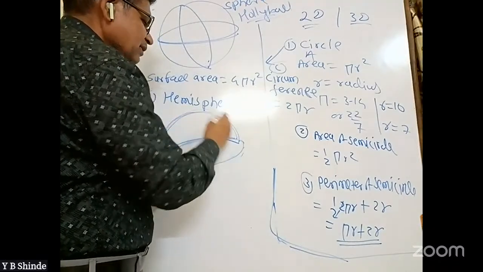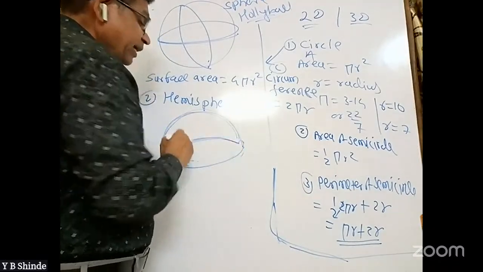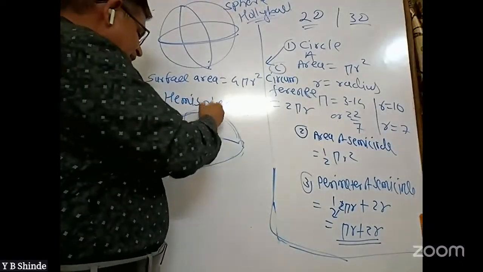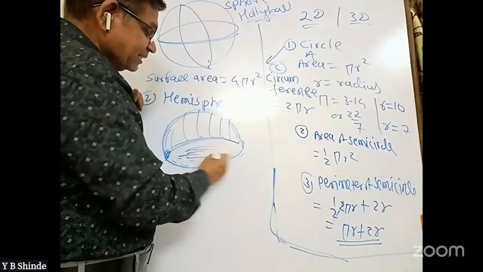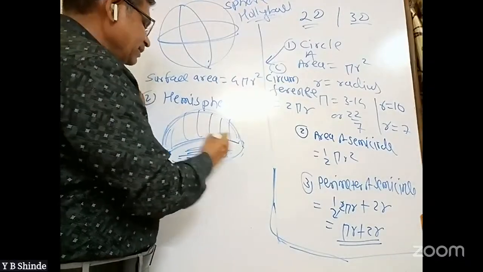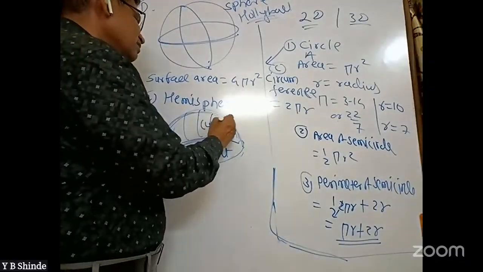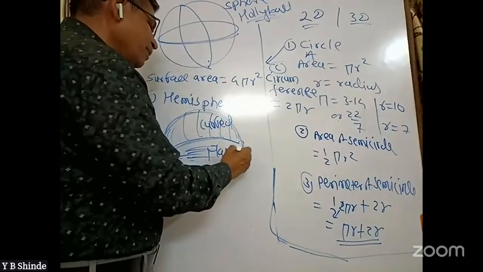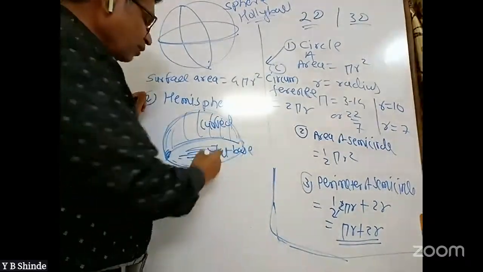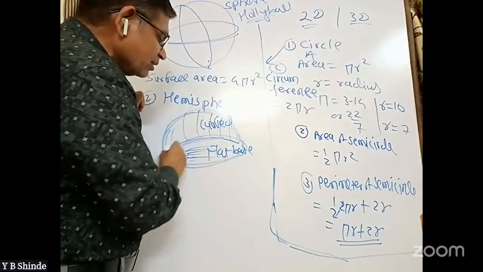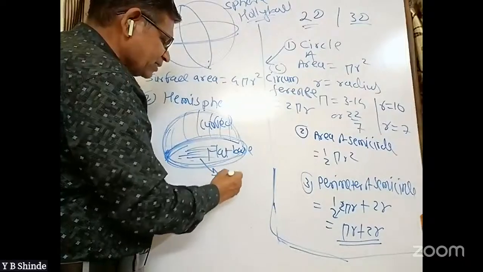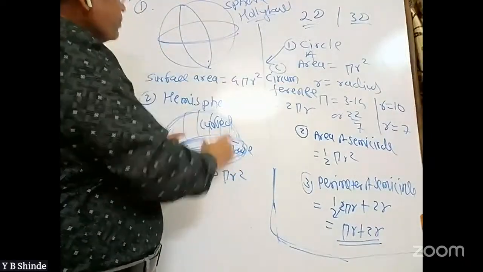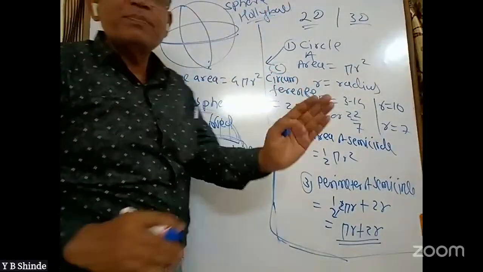Okay. This is hemisphere. Now, it has two surfaces. It is the curved surface, and this is the flat surface. See, flat. And this is the curve. Flat, that is the base surface of hemisphere. Now, the flat surface is a circle, and its area will be pi r square. And curved surface is a half part of the sphere.